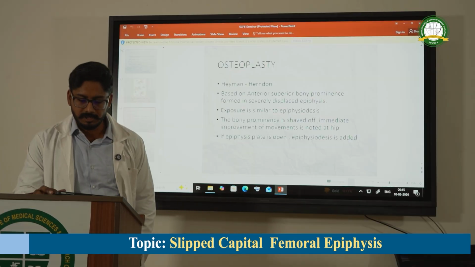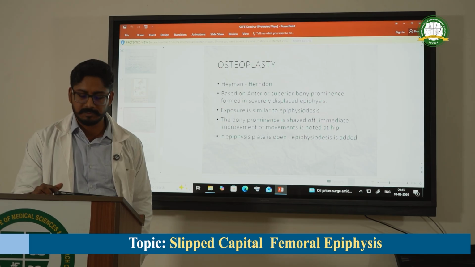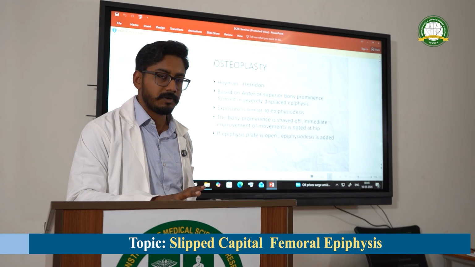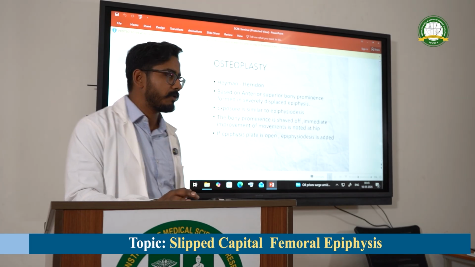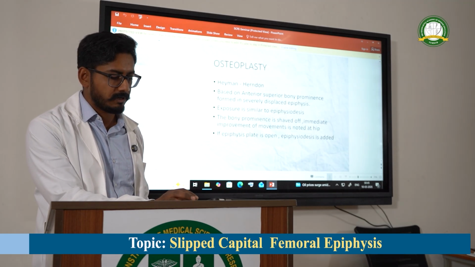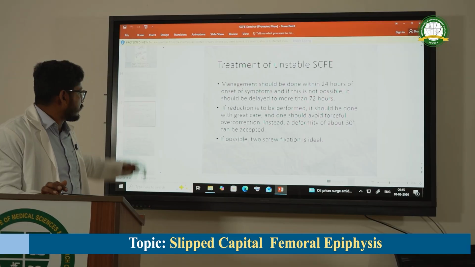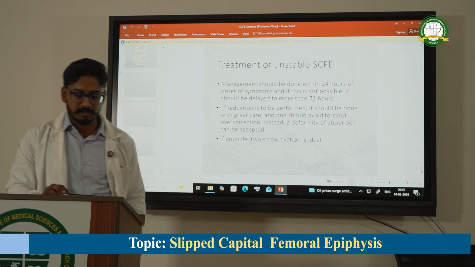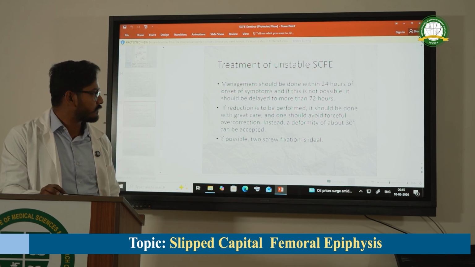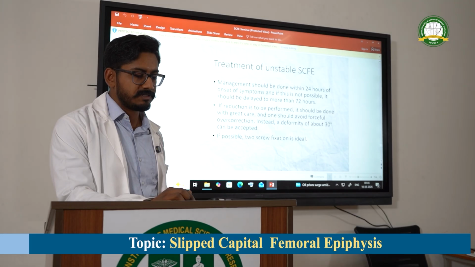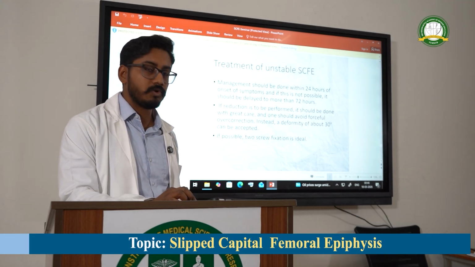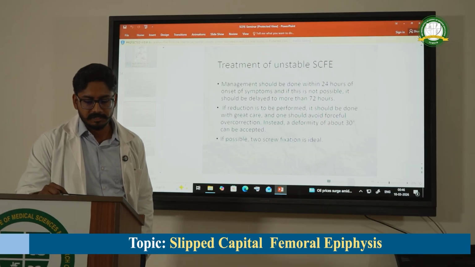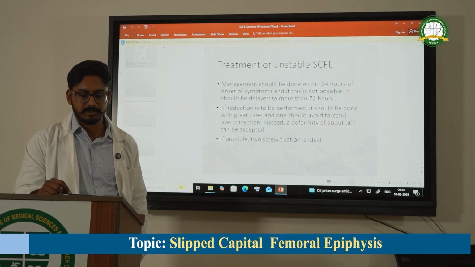Based on anterior superior bony prominence formed in severely displaced epiphysis, exposure is similar to epiphysiodesis. The bony prominence is shaved off, the bony prominence which we showed during the X-ray description. And then coming to treatment of unstable SCFE, the management is done within 24 hours of the onset of symptom, and if this is not possible, it should be delayed to more than 72 hours.